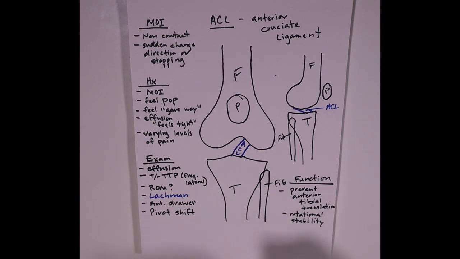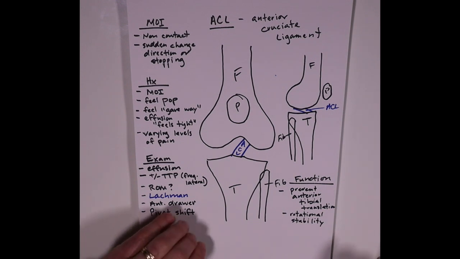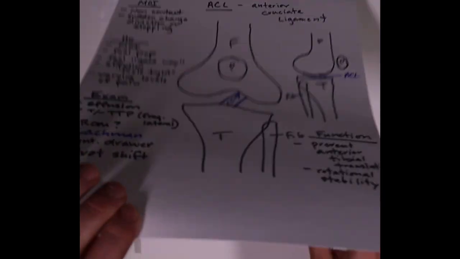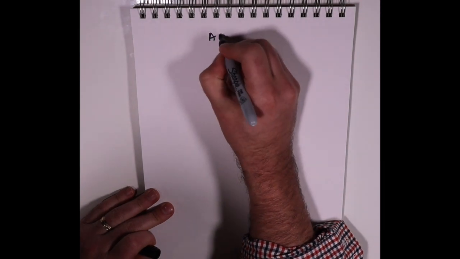So those are our exam findings. How are we going to image this? Can you image the ACL? Well, you can image the ACL, but that's not something that's typically done in an immediate visit. Should we get x-rays? Absolutely, you should get x-rays. So let's say ACL imaging.